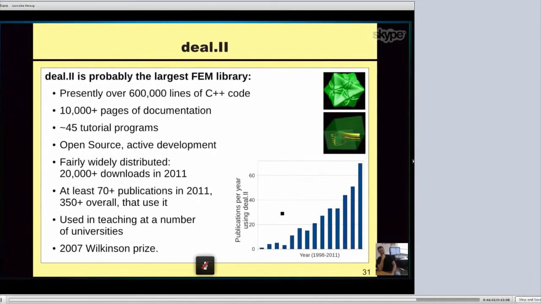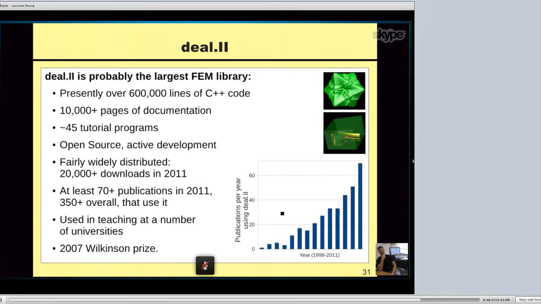So it's on the order of 600,000 lines of C++ code today. It's extensively documented. So we have more than 10,000 pages of HTML documentation. And in particular, it comes with a very extensive tutorial. So there's roughly 45 programs that start from very simple things to much more complicated PDEs, and shows you how to use the different parts of deal.II.